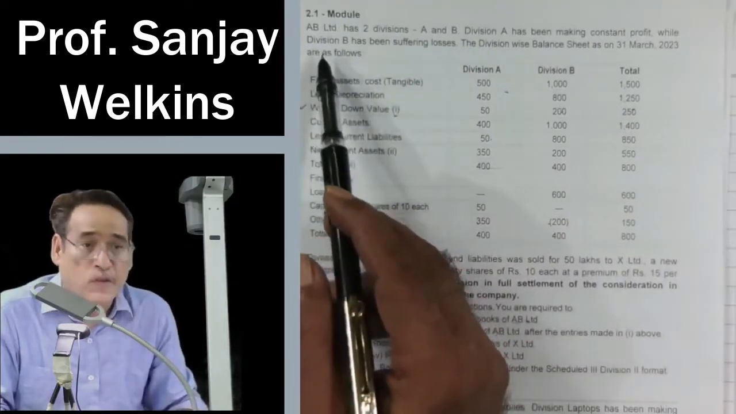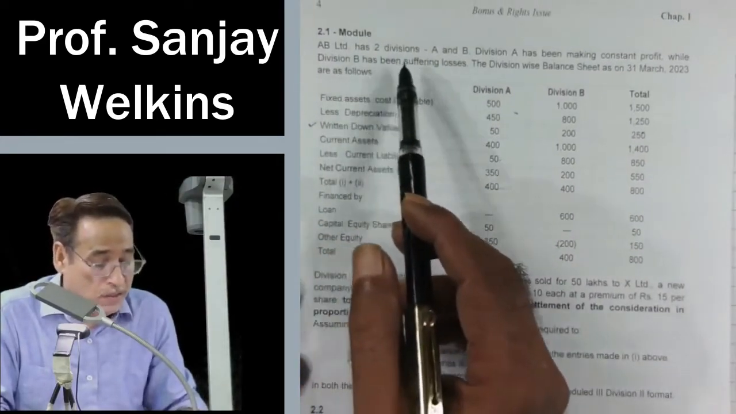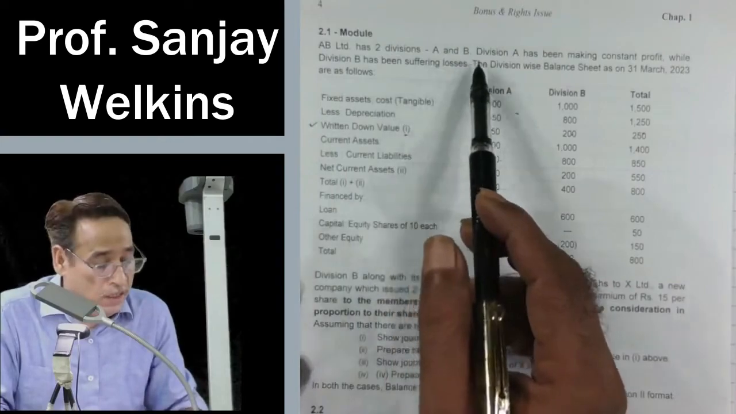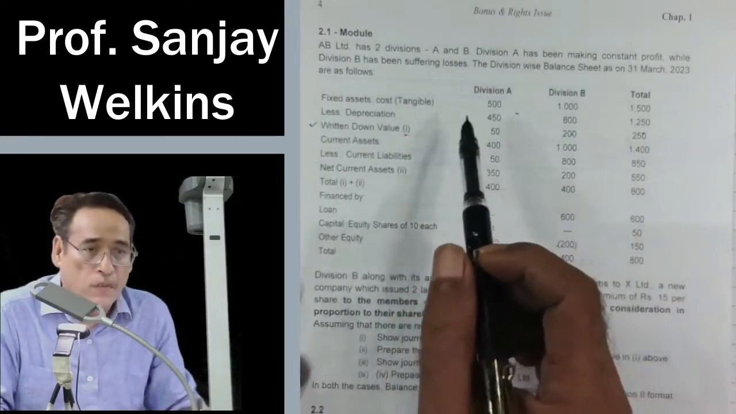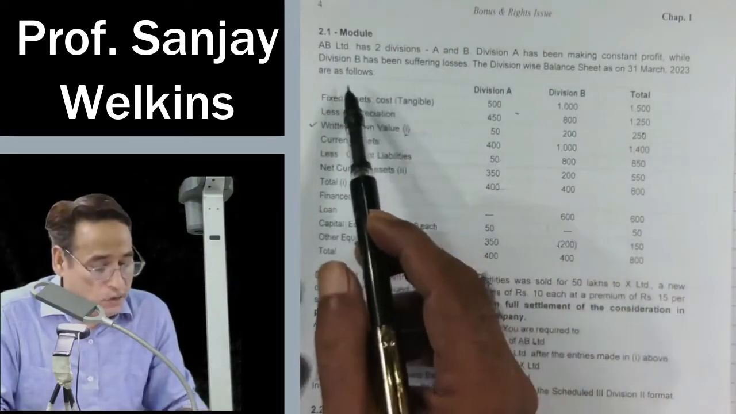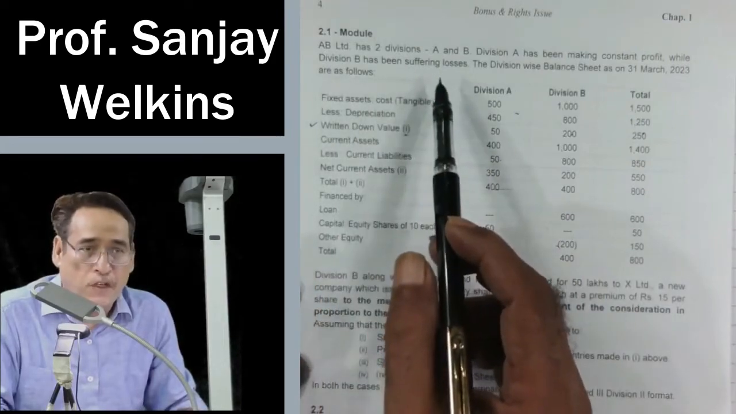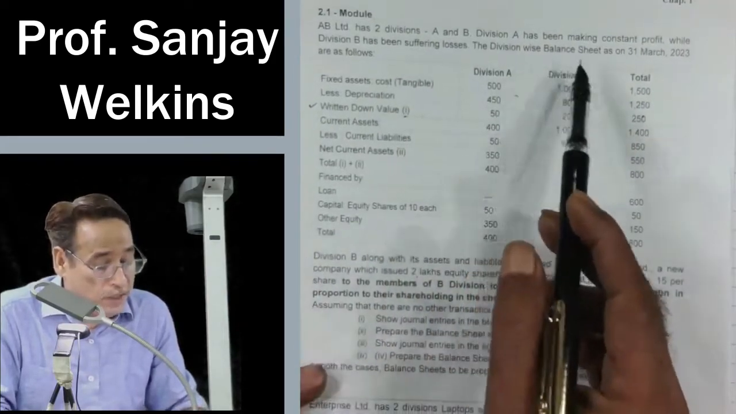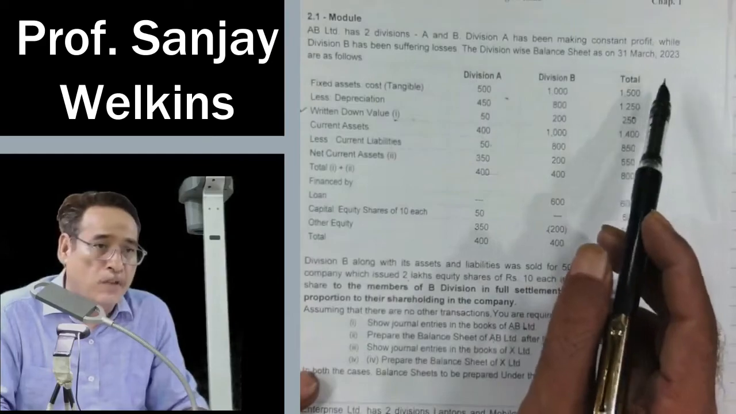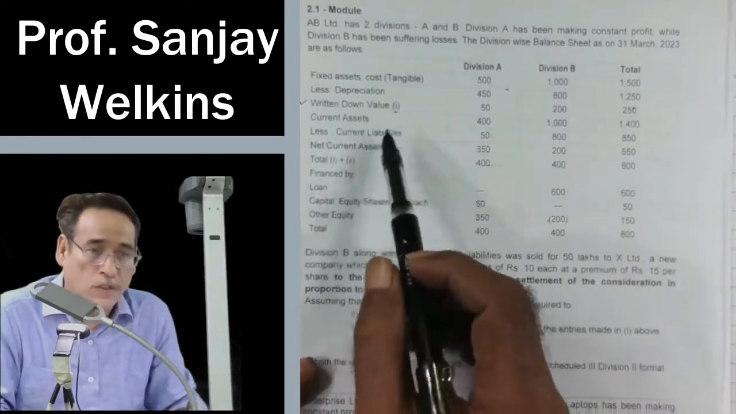In this question, as you can see, AB Limited has two divisions, it is given, and division A has been making constant profit, it is also given to you. Besides, division B has been suffering losses. And the division wise balance sheet as of 31st of March 2023 is also presented to you.